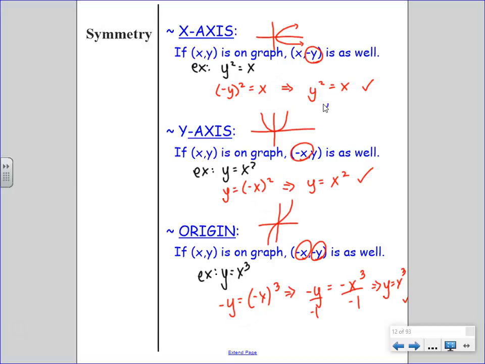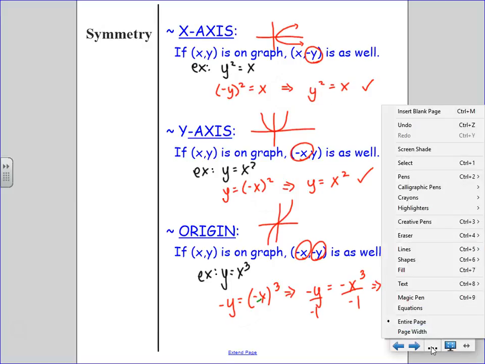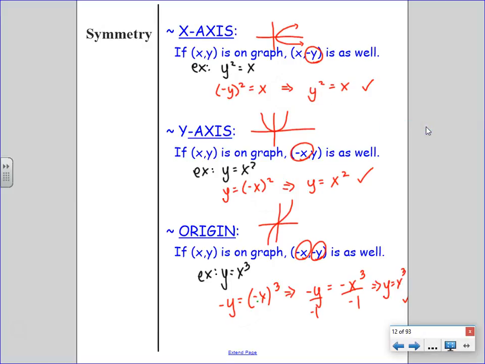And last but not least, origin symmetry. You plug in both a negative x and a negative y into my function. Plugging in a negative y, plugging in a negative x. Simplify. What's a negative times a negative times a negative? Because 2 of them make a positive, and then you have a negative left over. So I ended up with a green mark on there. The negative on the y is still there. The negative is on the x cubed. I can multiply or divide by a -1. It comes out to be the same. Check.